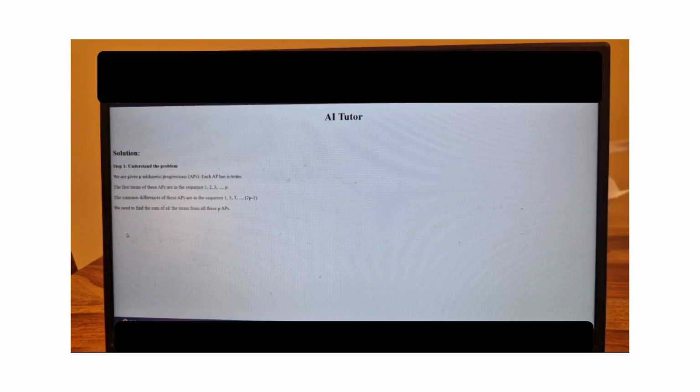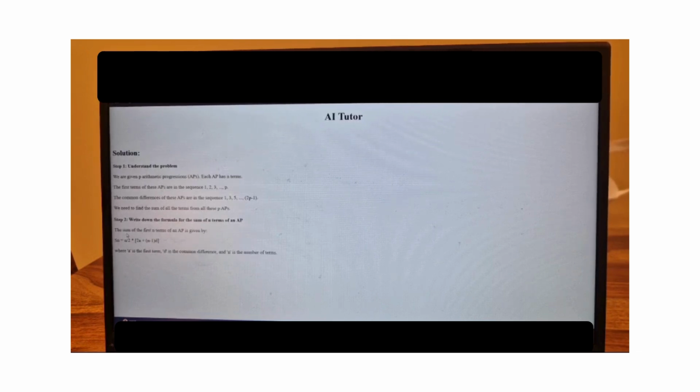Step 1. Understand the problem. We are given p arithmetic progressions. In short, APs, each AP has n terms. The first terms of these APs are in the sequence 1, 2, 3, ..., p. The common differences of these APs are in the sequence 1, 3, 5, ..., 2p minus 1. We need to find the sum of all the terms from all these APs.